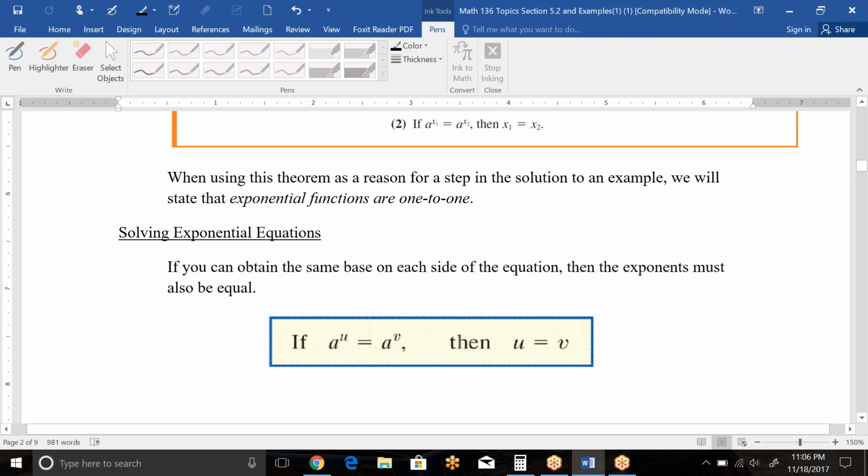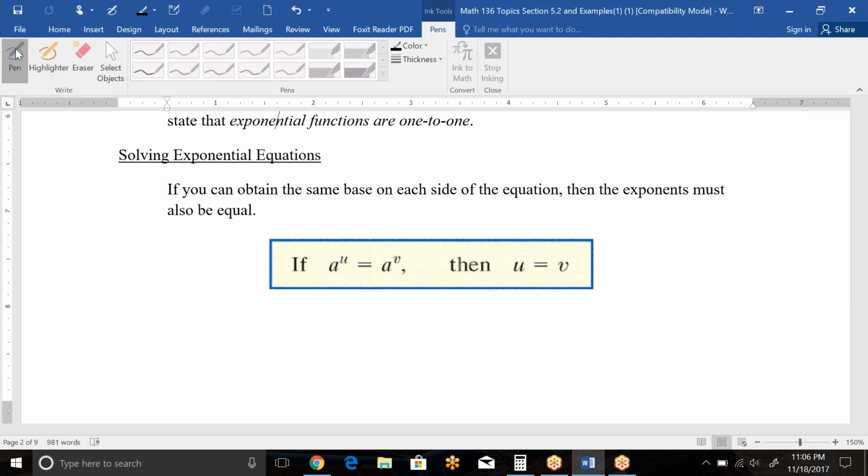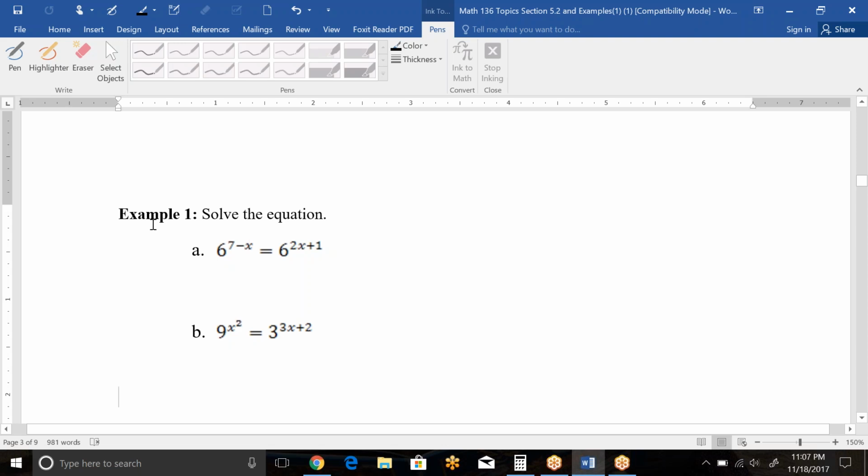So when using this theorem as a reason for a step in the solution to an example, we're going to be solving some exponential equations. And since they're 1 to 1, we can use this nice little property. This property only exists because of the 1 to 1-ness. So it says if you have the same base on each side, so 3 to the 4th and maybe 3 to the x, the only way this statement could be true is if the two exponents are also equal. So same base, and notice it's one base on each side, we set the powers equal. So let's look at this first example. Same base on each side, so we set the powers equal.